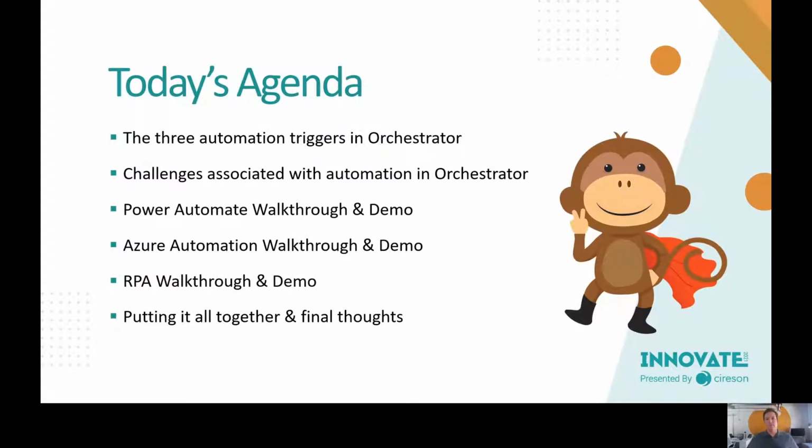So today's agenda, we're first going to talk about really the 3 automation triggers that you're probably currently using in Orchestrator. Then we're going to talk about the challenges around those, the common things that you're working through on a day-to-day basis. Then we're going to look at the Azure side of things, doing the same type of triggers, but in Azure. So we're going to do a walkthrough and demo of Azure Automation, Power Automate, Azure Functions, and then we'll wrap it up with RPA. And then, of course, lastly, we'll put it all together, get some final thoughts, and then we'll jump into that lounge.